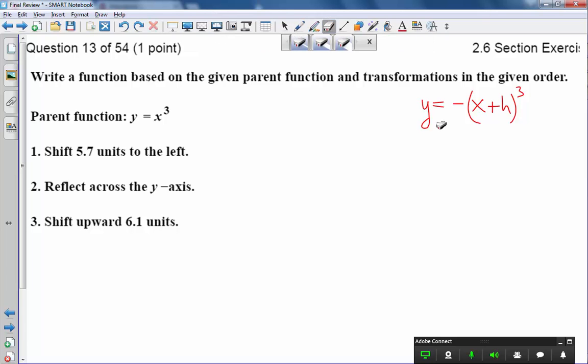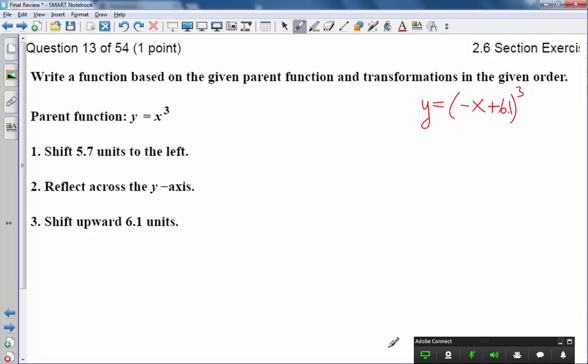6.1, you want to switch this to? What is 6.1? Okay, 6.1. The negative on the inside, by the x. Okay. That's it?